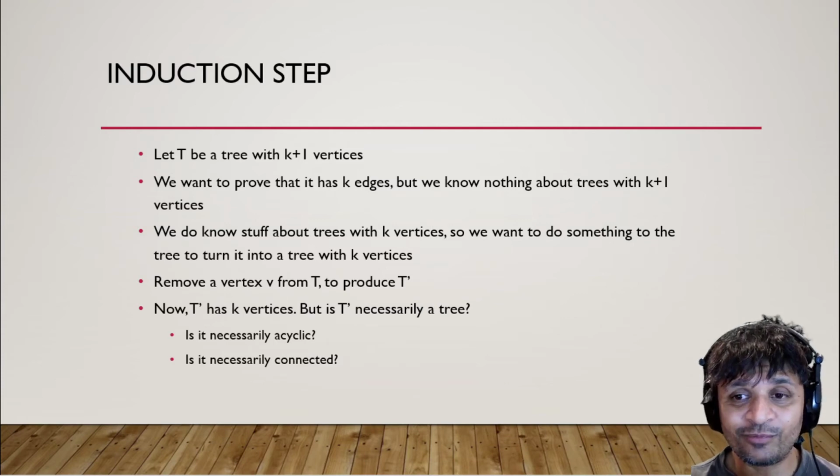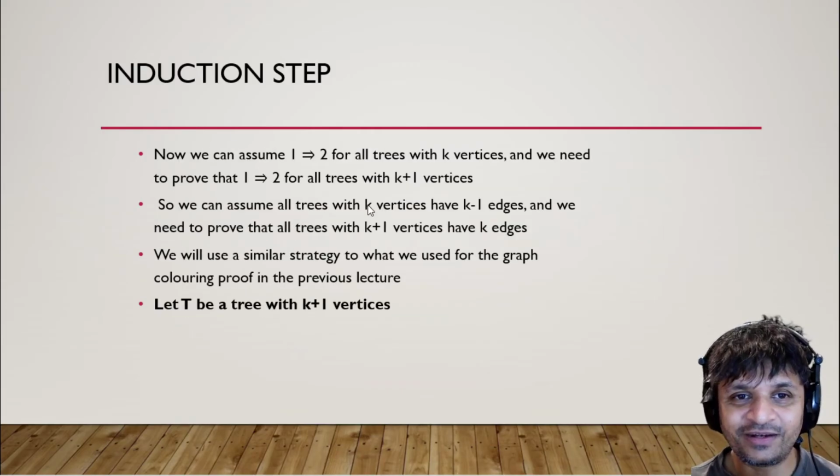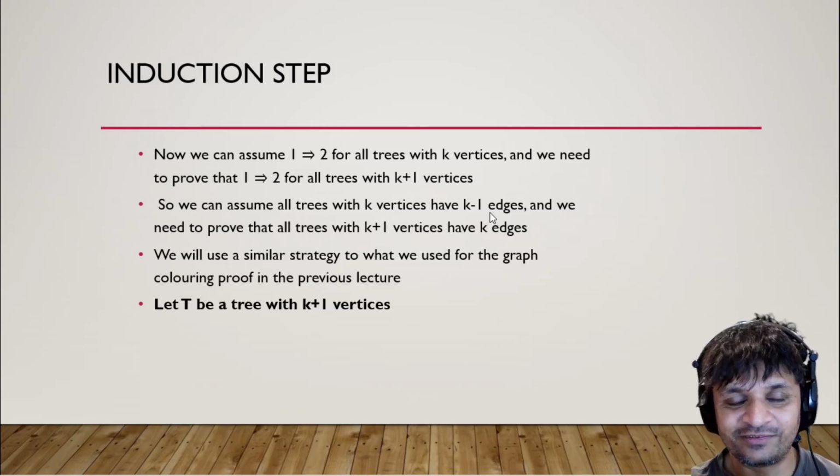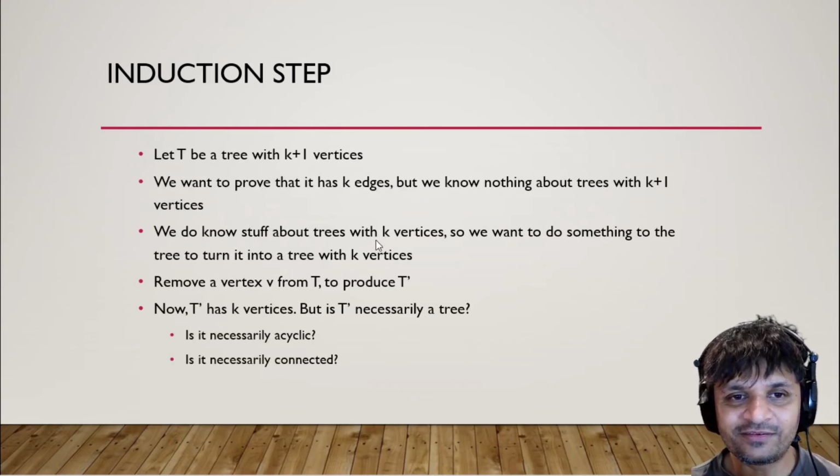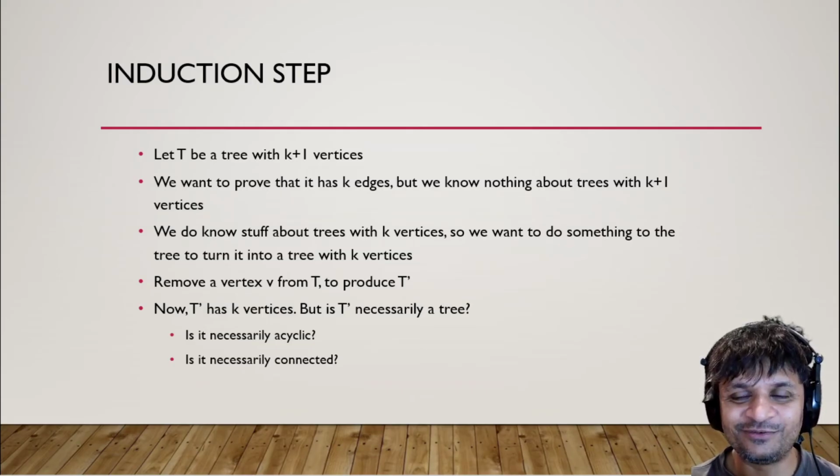But we do know stuff about trees with k vertices, okay? Because that was the stuff we were allowed to assume in the induction step. We could assume that trees with k vertices have k minus 1 edges. So we want to take this tree that has k plus 1 vertices and turn it into a tree with k vertices, because we know things about trees with k vertices. Now, how do we turn something that has k plus 1 vertices into something that has k vertices?